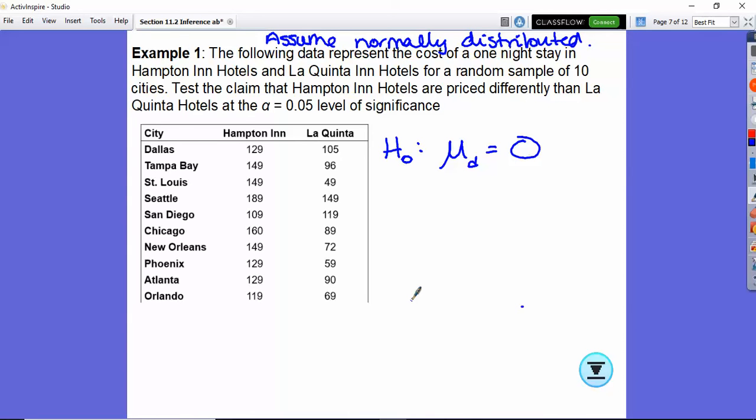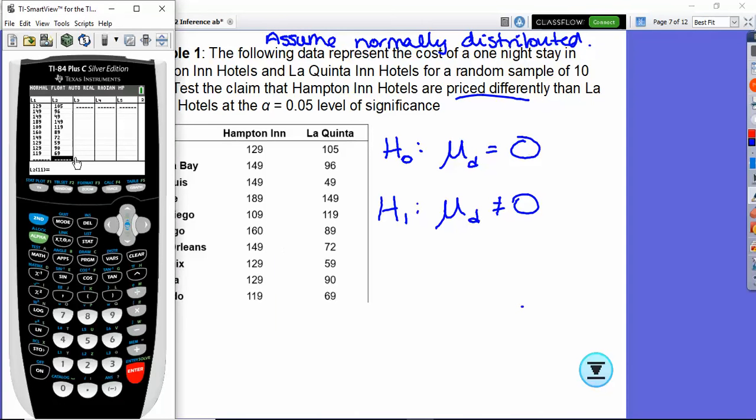My alternative, I want to know if they are priced differently. So what would that be? No, 0. Okay, but the key here, we're talking about the difference. So what do I need to do? Subtract. Okay, so here's our options.